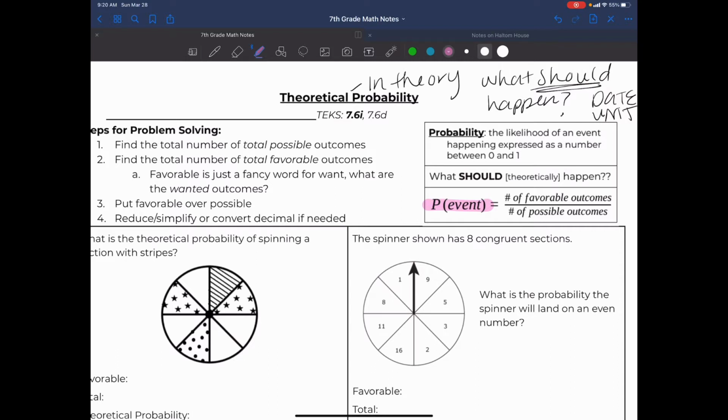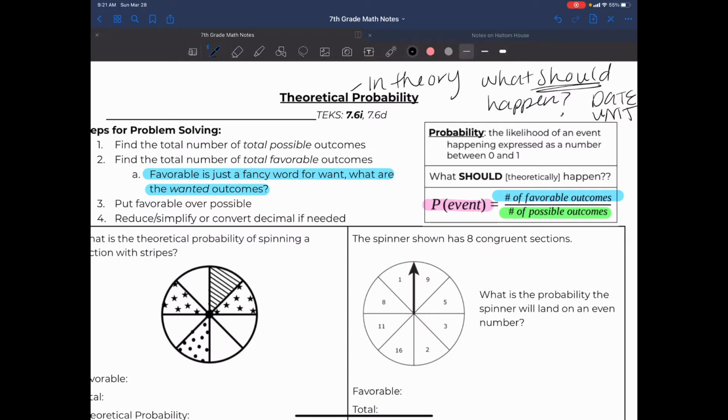And we are just going to do the total number of favorable, which is basically just a fancy word for what we're looking for. What are the wanted outcomes? Then we're going to put that over the total amount of possible outcomes. For example, if we're tossing a coin and I'm looking for heads, then my favorable would be 1, right? And my total amount of outcomes would be 2, because it's one side of heads over 2 sides total. That's all we're doing. It's that simple.